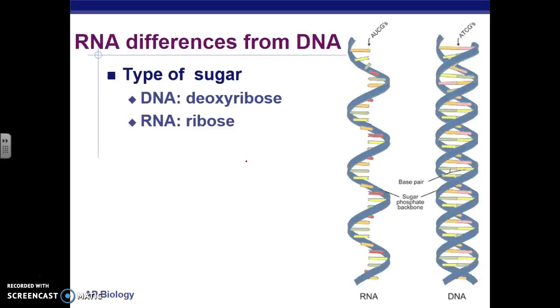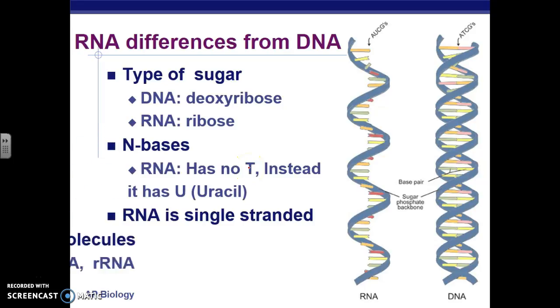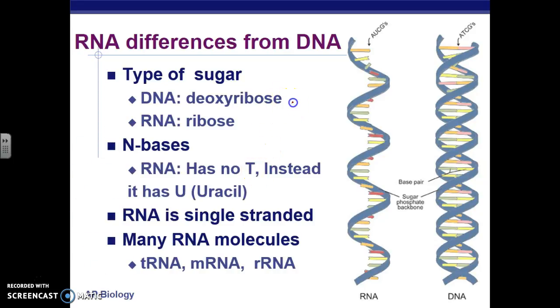So first of all, the sugar is different. DNA has the sugar deoxyribose, that's where the D comes from, and RNA has the sugar ribose. They're different in the sugar. If you look at the sugar here, they all have a sugar. They're different in this spot here. In deoxyribose, this is an H, and in ribose, it's actually an OH. But that's how they differ. The nitrogen bases are also different. RNA has no T. Instead, RNA has U. So in RNA, U replaces T.